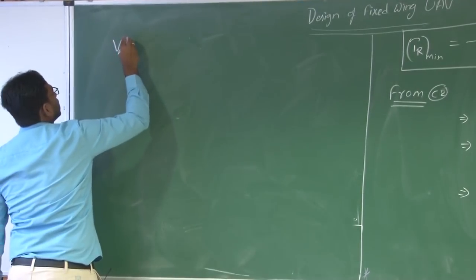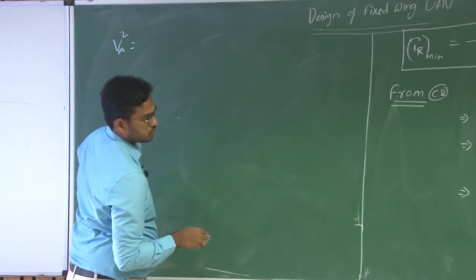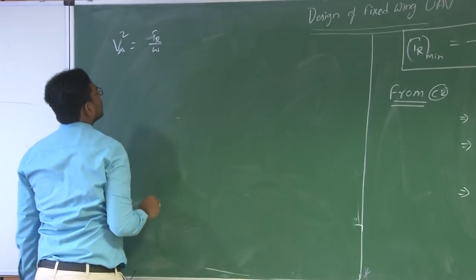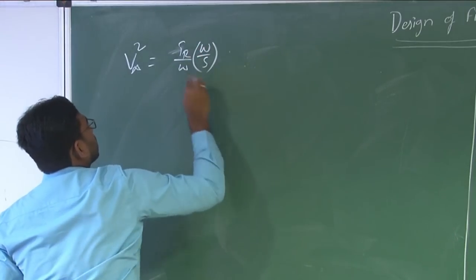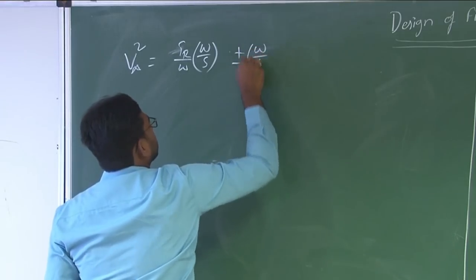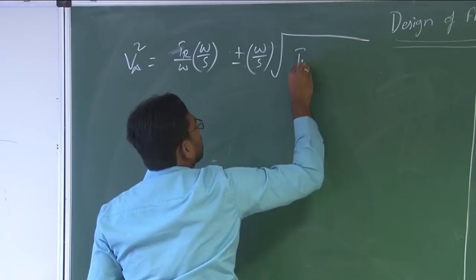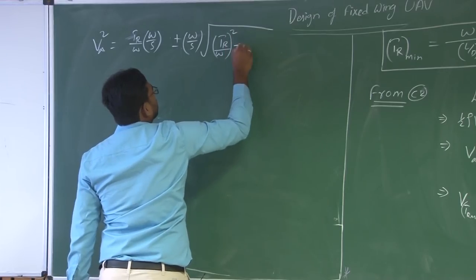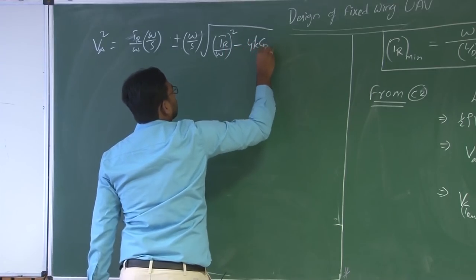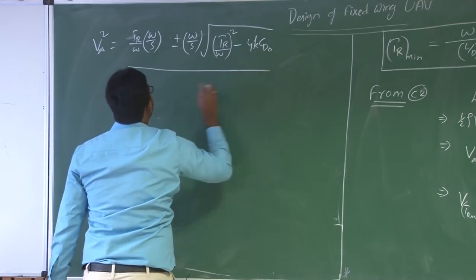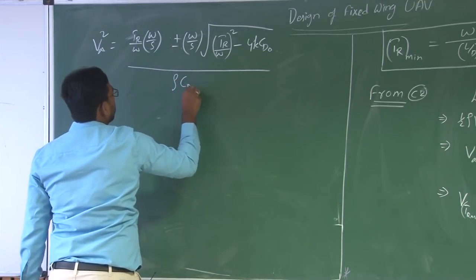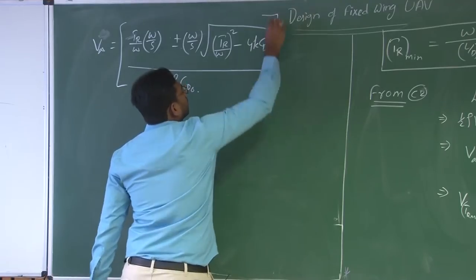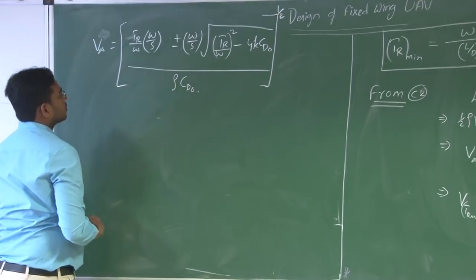So V infinity square equals TR by W into W by S, plus or minus W by S into square root of TR by W whole square minus 4K CD naught, divided by rho CD naught. So V infinity equals this whole thing raised to the power of 1 by 2. Right?